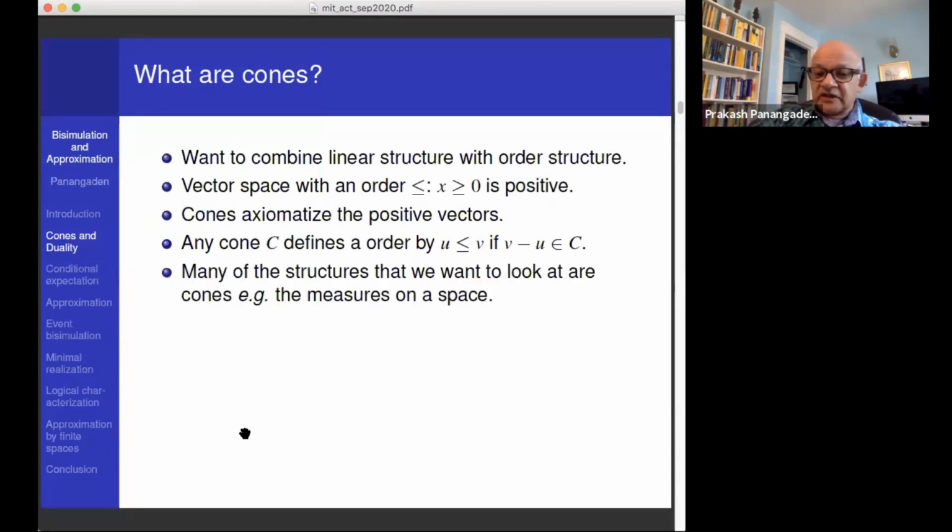Now, many of the structures that we want to look at are in fact intrinsically cones. For example, the collection of measures on a space or the collection of finite measures on a space. These are cones that are not naturally sitting in any vector space. And yes, you can introduce signed measures and make it look like a vector space, but in some sense, that's an artificial extension. So rather than thinking of cones as always sitting inside a vector space, we can think of cones as objects in their own right, and we can axiomatize abstract cones.